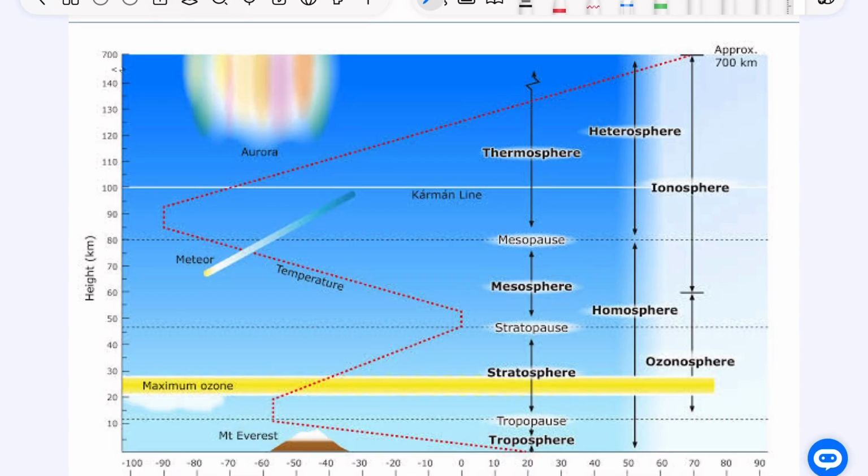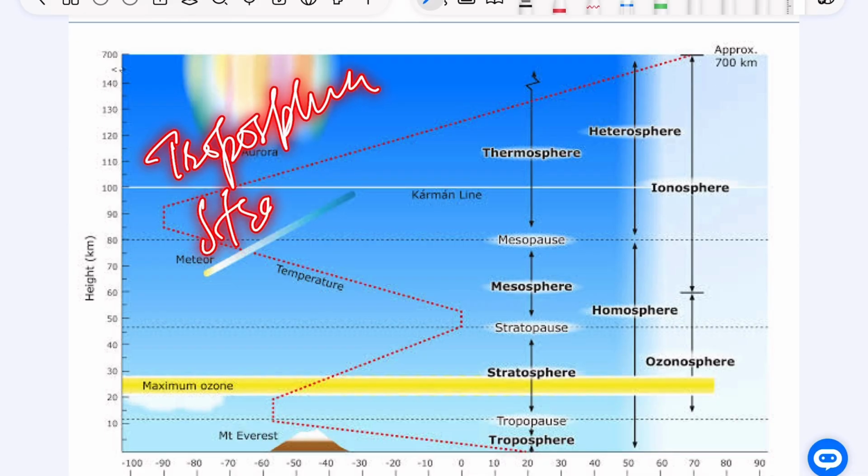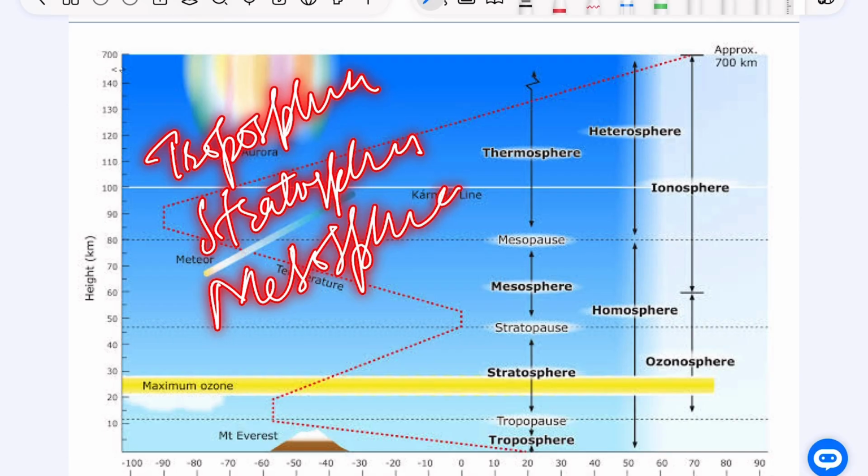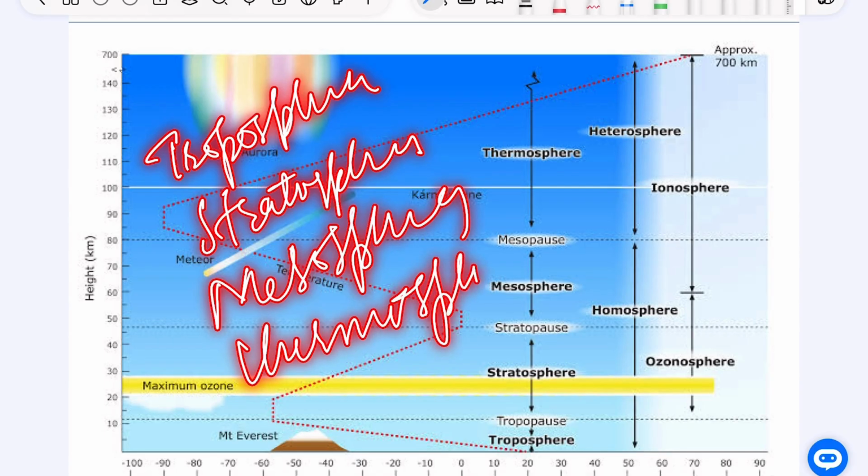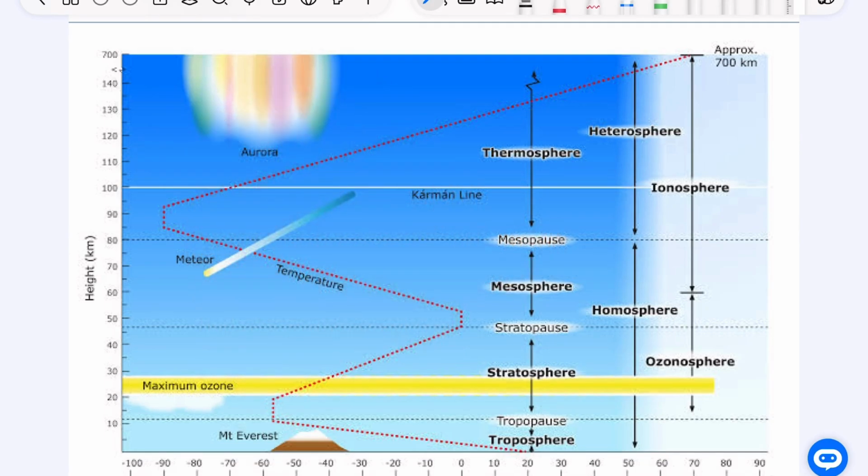The structure of the atmosphere was mainly troposphere, then stratosphere, then we have mesosphere and thermosphere, right? So with this I think it's enough.